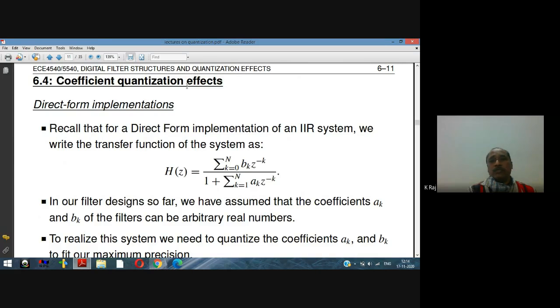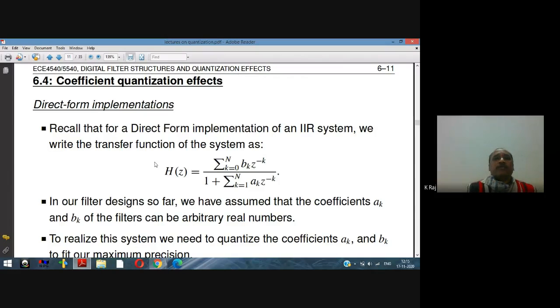the coefficient quantization effects. As we have discussed, in order to consider the trade-off, we have to cover the four concepts. The first one is the coefficient quantization effects, the second one is the signal quantization effect, and the third one is the limit cycle oscillations. Here we are using the coefficient quantization effects in the direct form implementation of the second order system.